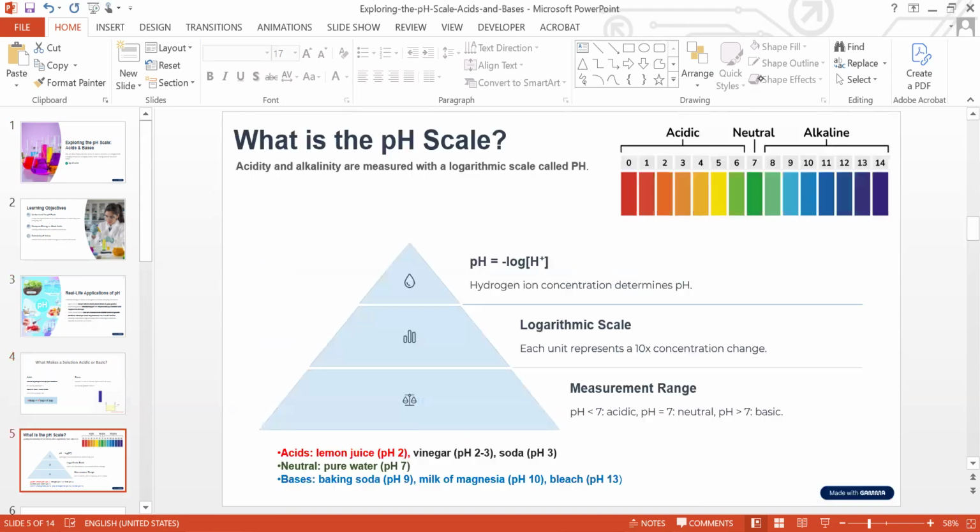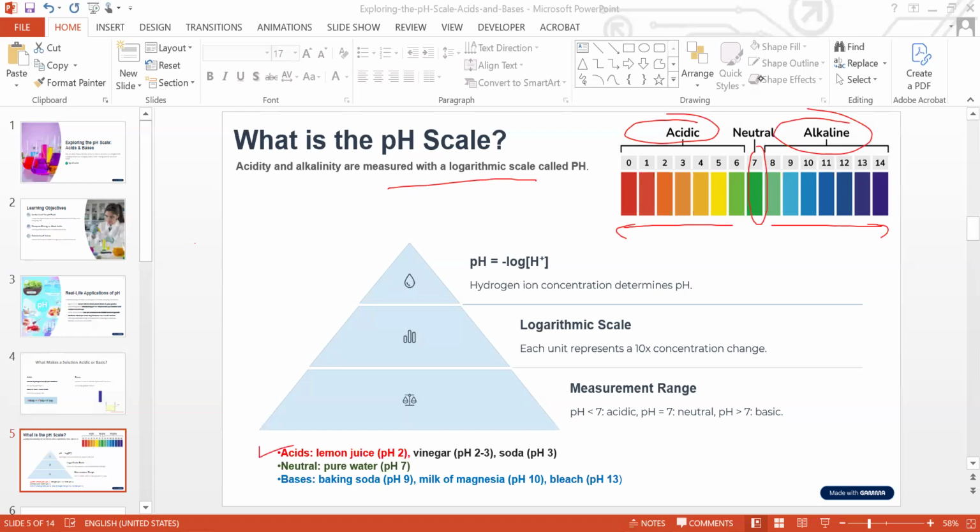Let's talk about what the pH scale is. The pH scale is basically a logarithmic scale which gives you numbers that tell you whether something is acidic or basic. If the number for a substance is 7, it is neither acidic nor basic, it is neutral. If this number is less than 7, then the substance is acidic, and if it is greater than 7, then it is a base.